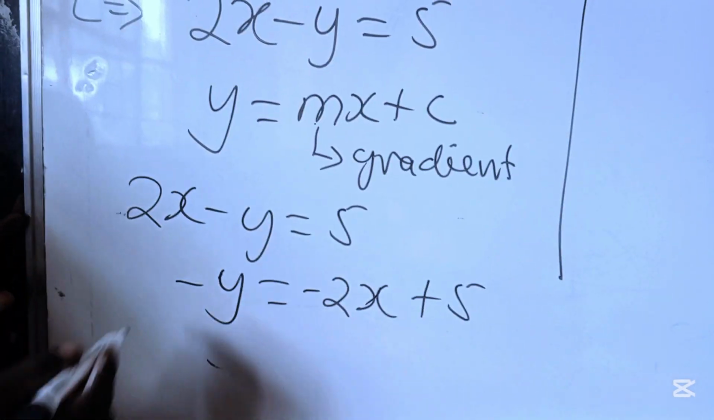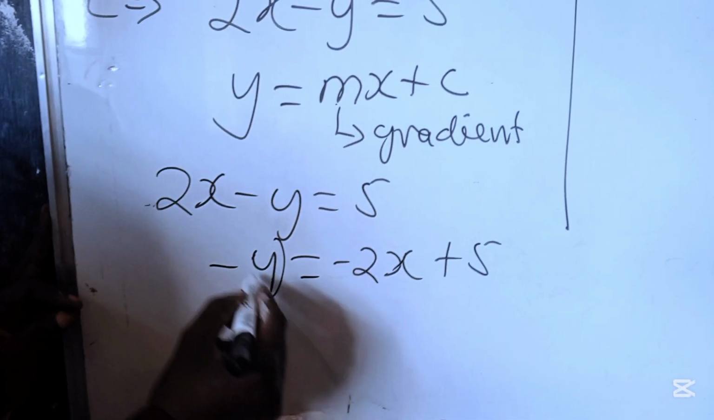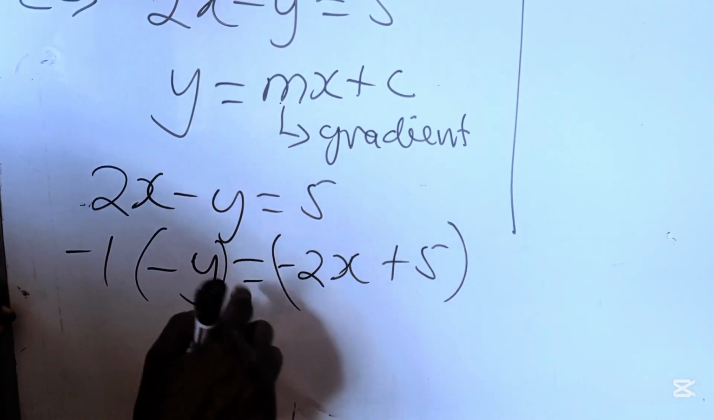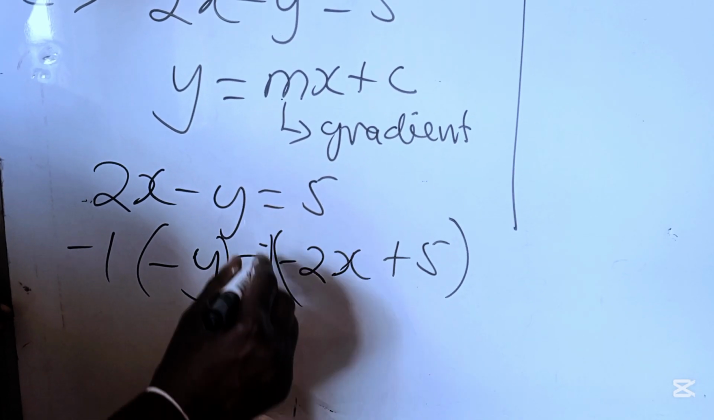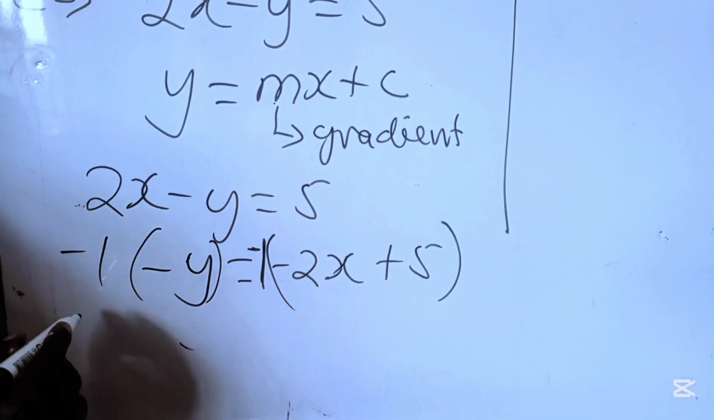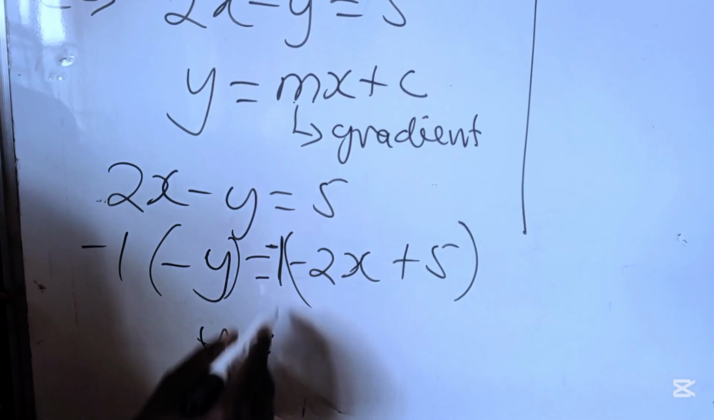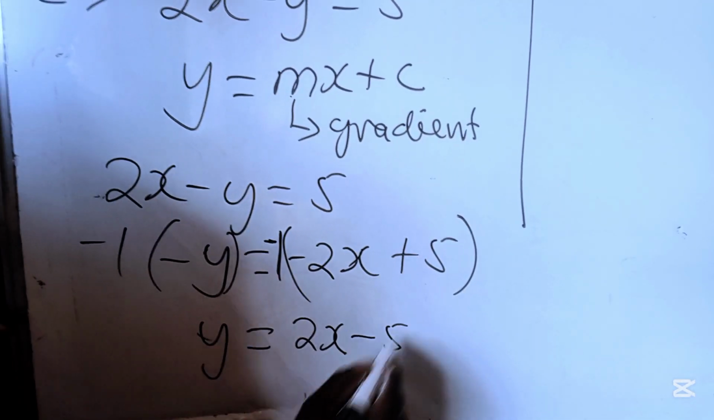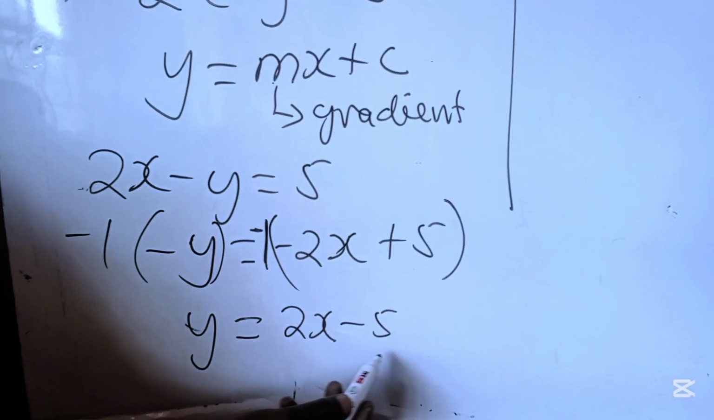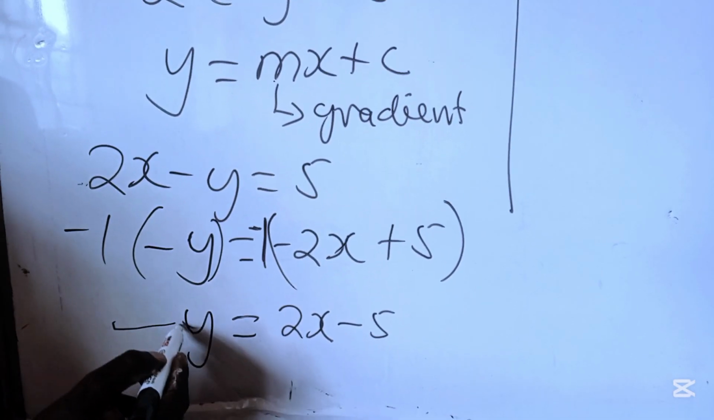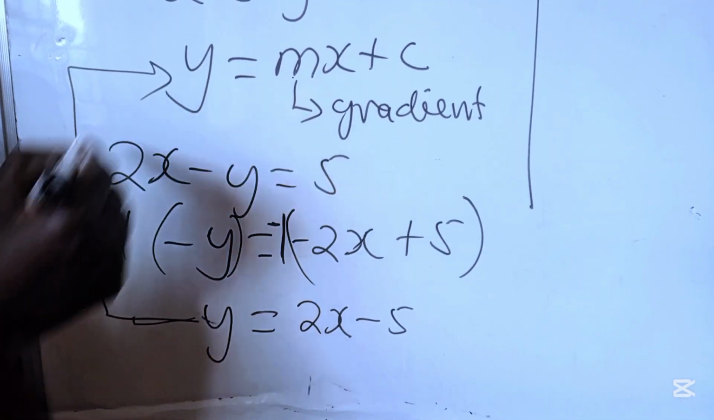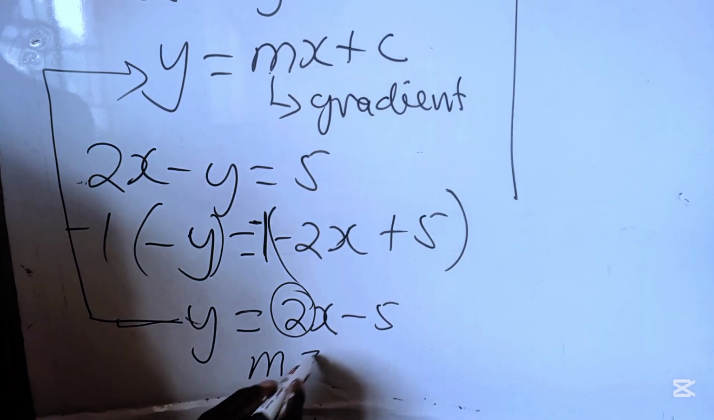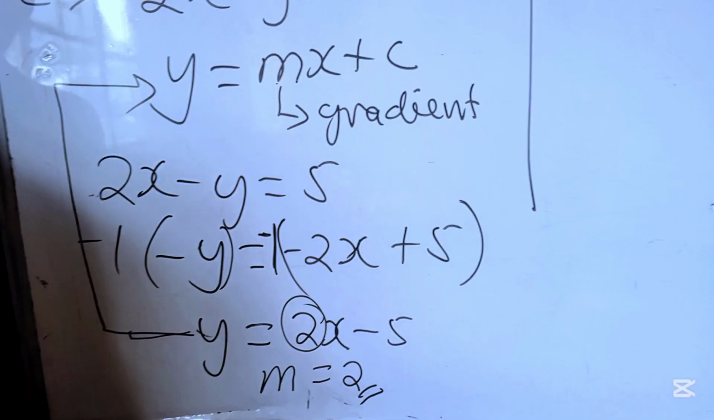There are many ways. Some teachers, they will say divide. Others, they will say I will multiply both sides by a negative. When you multiply both sides by a negative, here we have a positive. Here I have positive 2x and there I have negative 5x. Automatically you compare this equation and the general formula. You will find that my m there is 2. So my gradient is 2. You have answered this.